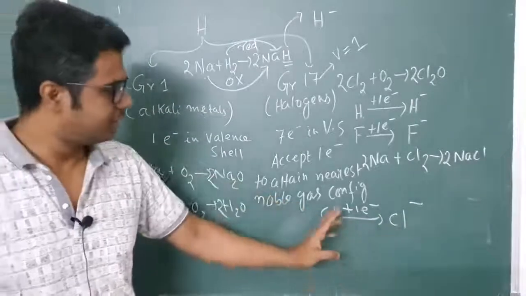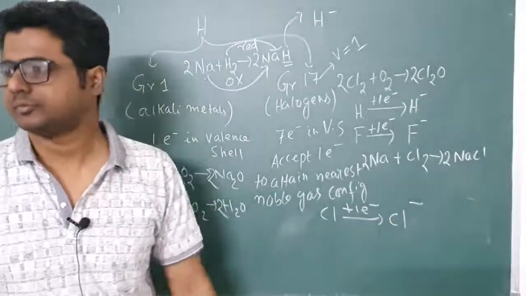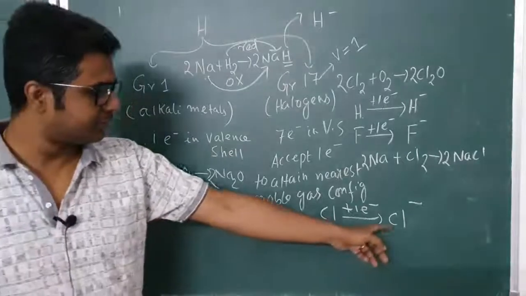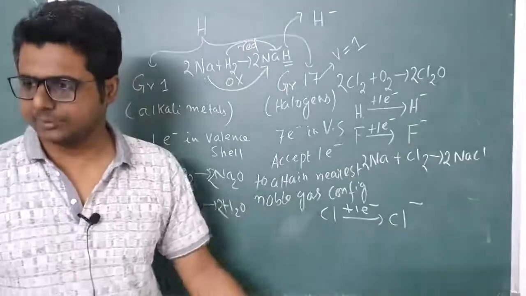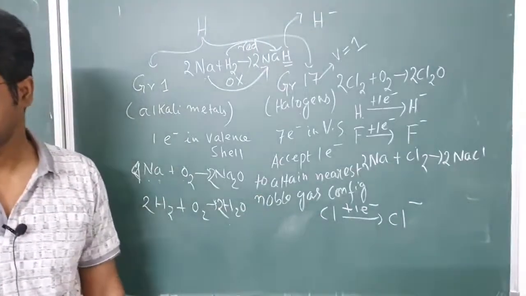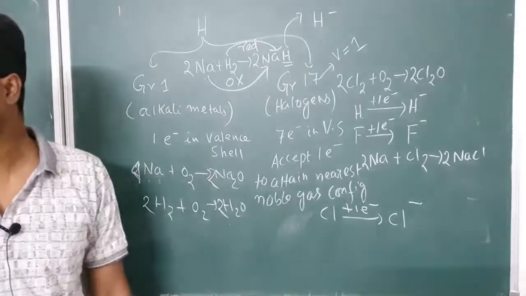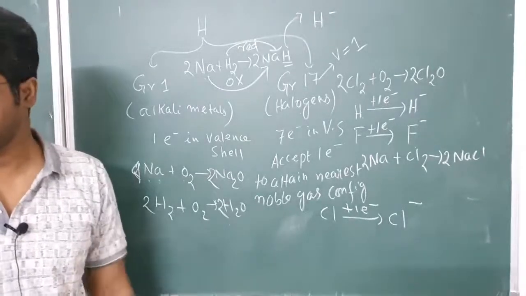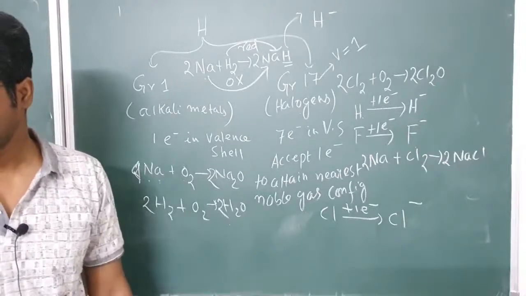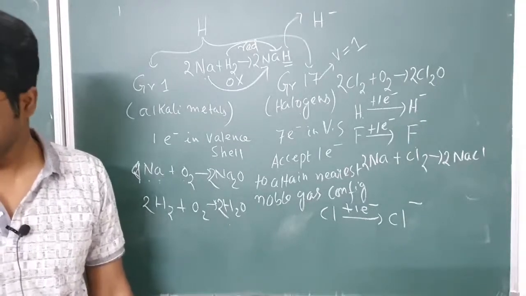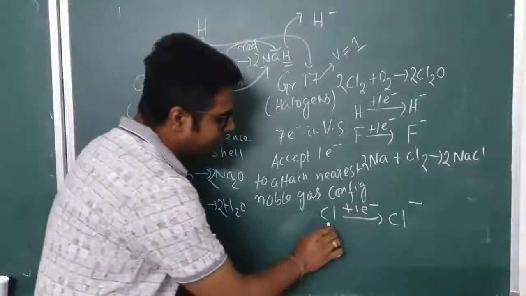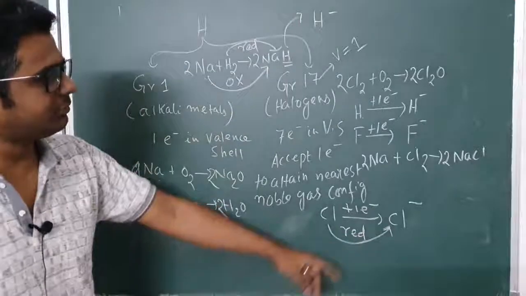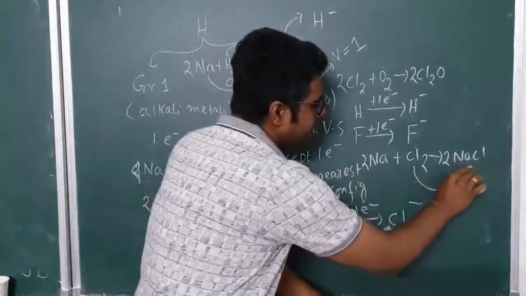So this is what process? Gaining of electron is what process? Electron is a bad thing. You have got a lot of electrons inside you. Is that good or bad? Bad. So it is reduction. So chlorine got reduced. That is what has happened over here. Chlorine has got reduced.